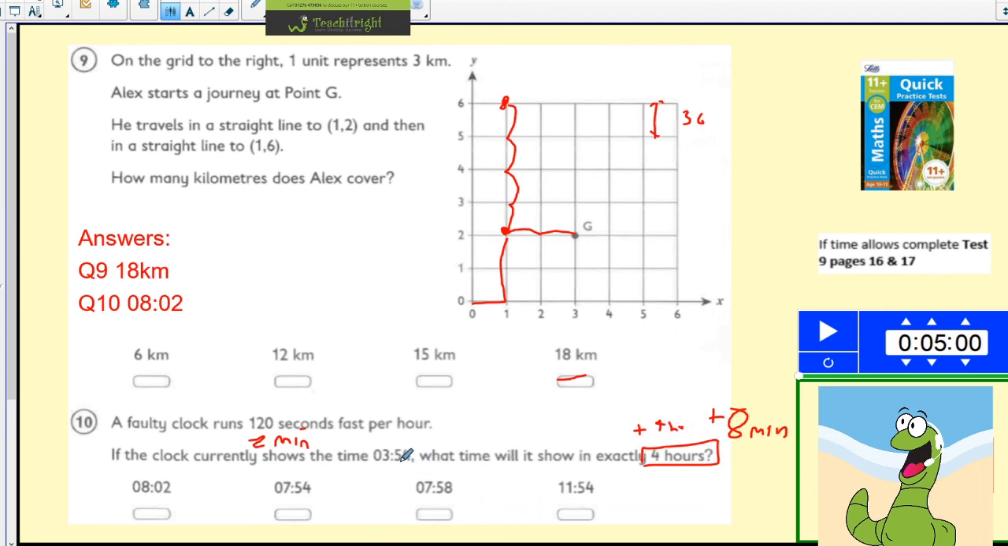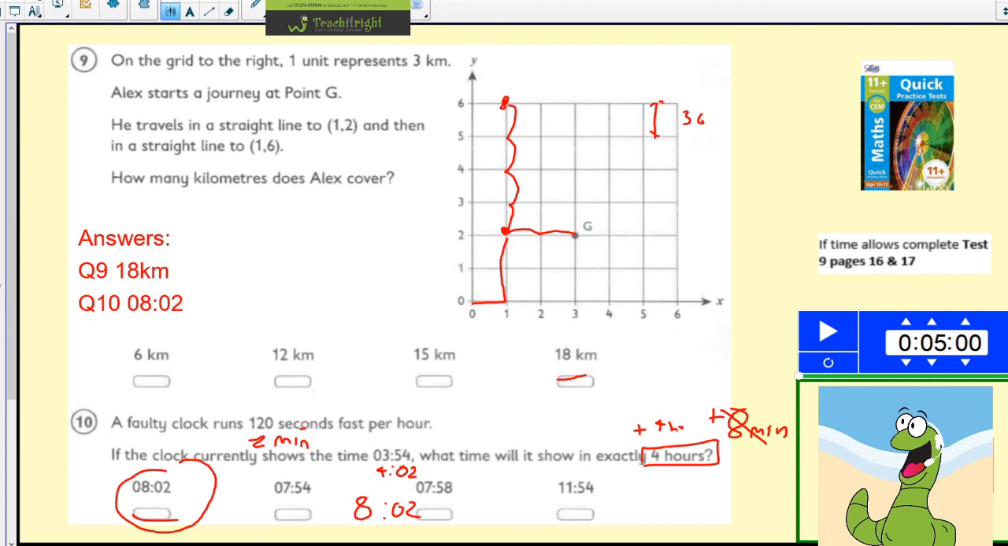So now how will that work? Well, I'm going to do the minutes parts first. So if we say from 54 plus 8, that will take me to 4:02. And then at 4:02, so that's that bit done. And 4:02 plus 4 hours will be 8:02. Final answer, 8:02.